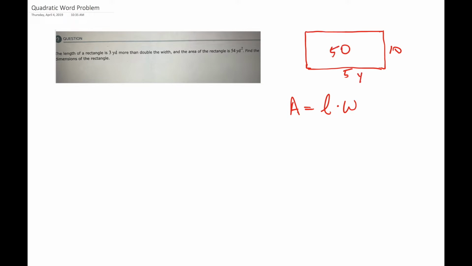All right, so this is a problem related to area. What's the formula for the area of a rectangle? Yes, area equals length times width. So if this is 5 and this is 10, what's the area? Yeah, 50. And this is yards and this is yards. What's the unit? Good. Yards squared.